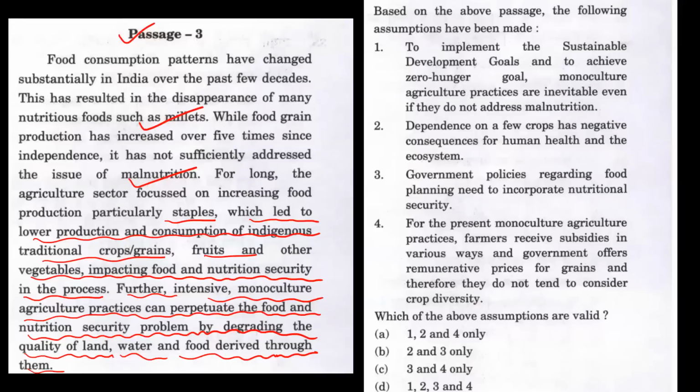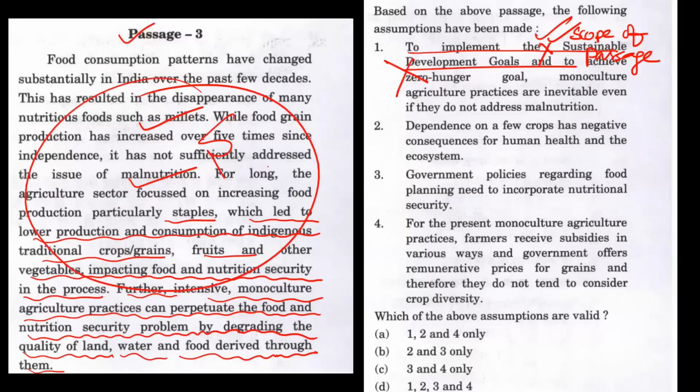Now you can see the assumptions. The first one, to implement the sustainable development goal, you can directly eliminate, because it goes beyond the scope of the passage. So one elimination trick is: if an option goes beyond the scope of the passage, eliminate it. Nowhere in the passage are they talking about sustainable development, so you can just eliminate that.